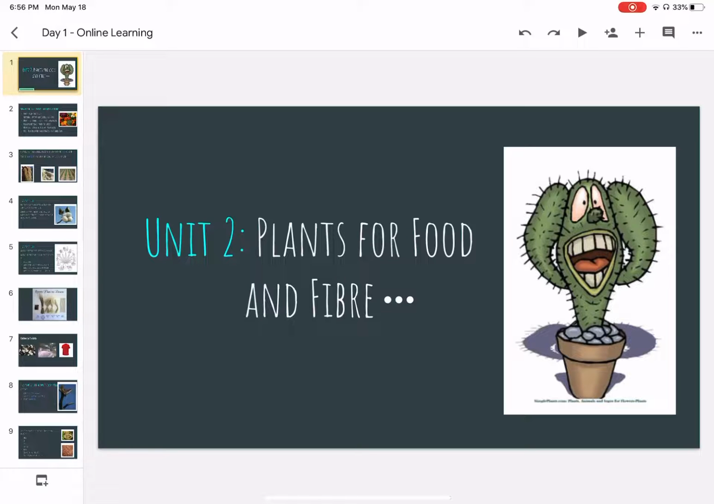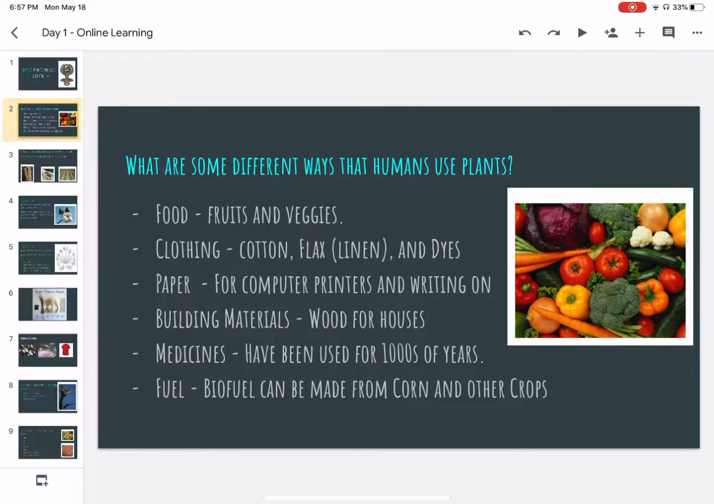For those of you that have done it, you would have likely listed many different foods, fibers, medicines, maybe some aesthetics for looks around the house, different ideas in which we use plants. Okay, and when you really start to think about it, plants are used everywhere. Okay, so some different ways that we use plants are things like food, fruits, and veggies as well.